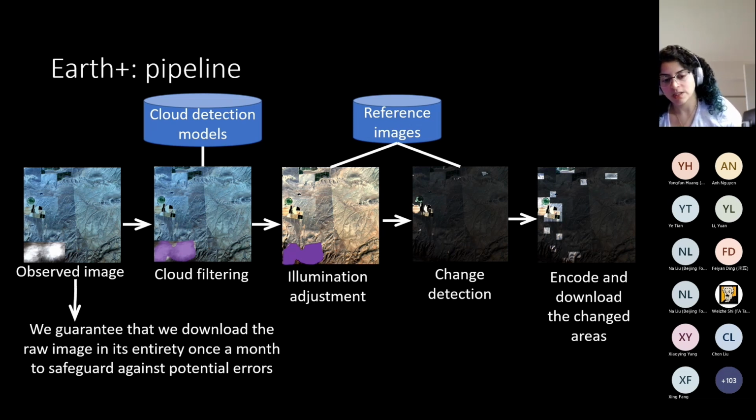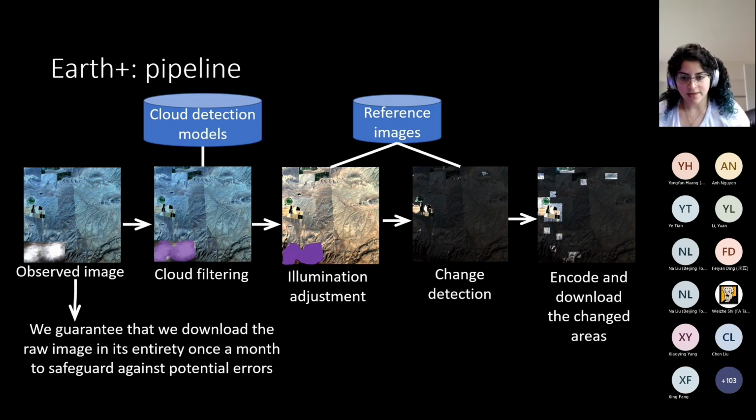And finally, we detect pixels that have changed. Within those areas, we encode them and download only the changed areas. And just to safeguard against potential errors, and the fact that we never want to stop getting new images down to the Earth, we guarantee a download of the raw image, whether we detect changes or clouds or not, once a month. That way we have a certain guarantee on the quality that is always being downloaded.